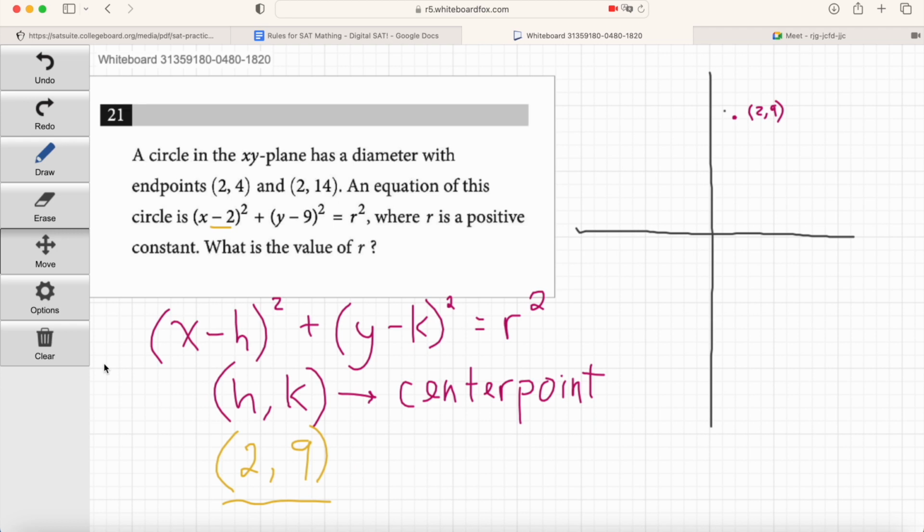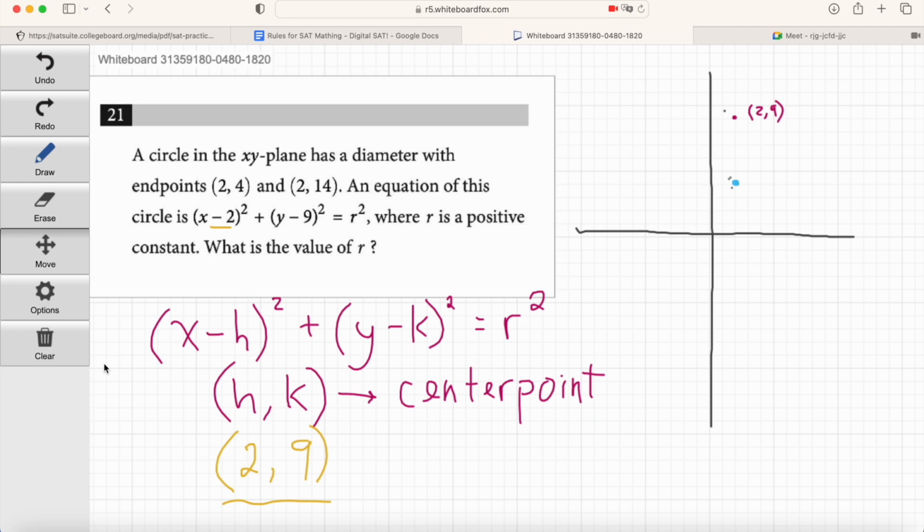Now they tell us that this circle has a diameter with endpoints 2, 4 and 2, 14. So could you show me where those endpoints of the diameter are? Let's find 2, 4. Let's start there. Real close. Do you know how to zoom in on the whiteboard? If you're on that iPad, you should be able to pinch in. I'm going to help you out a little bit. Just be a little more precise.